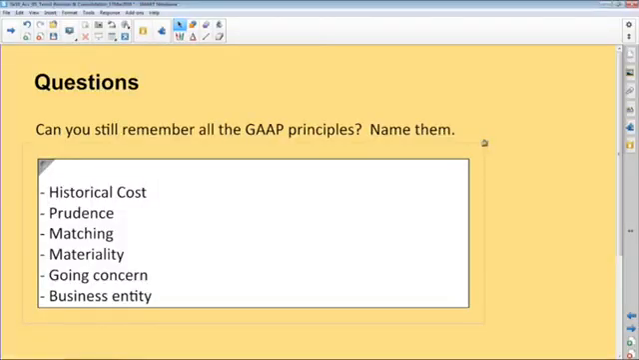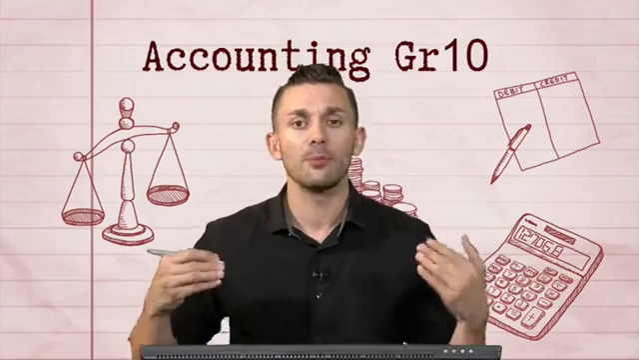The next one, going concern. Now, what is going concern? When I am busy with the books of a business, I will show that this business will continue in the near future. We're not selling it, we're not getting rid of it, it won't close down. So when we record transactions, we record them with the mindset that this business will continue. And then very lastly, your business entity.